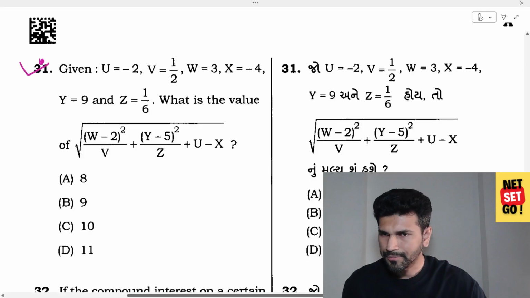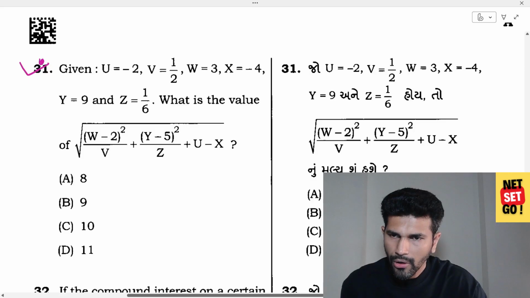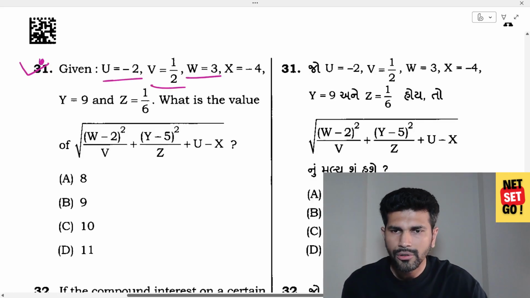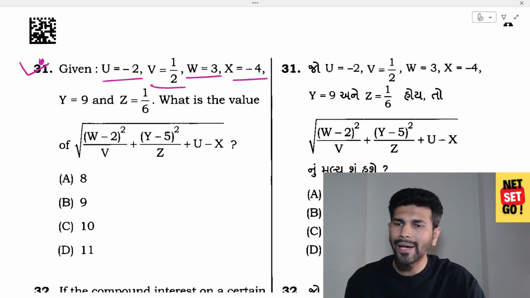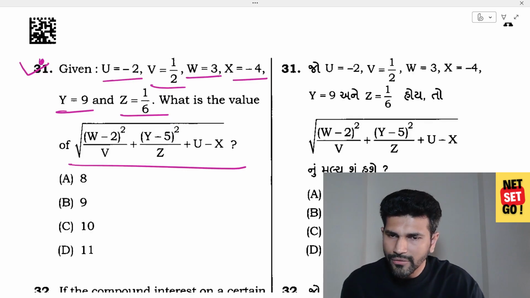Reasoning again. So, given u equals to minus 2, v equals to half, w3, x equals to minus 4, y equals to 9, z equals to 1/6. What is the value of this formula?